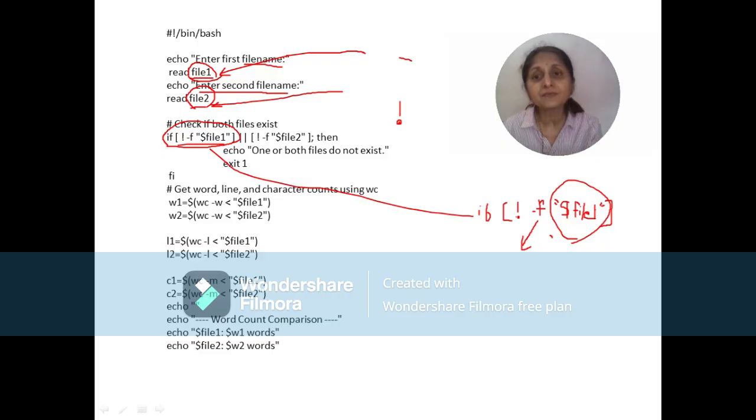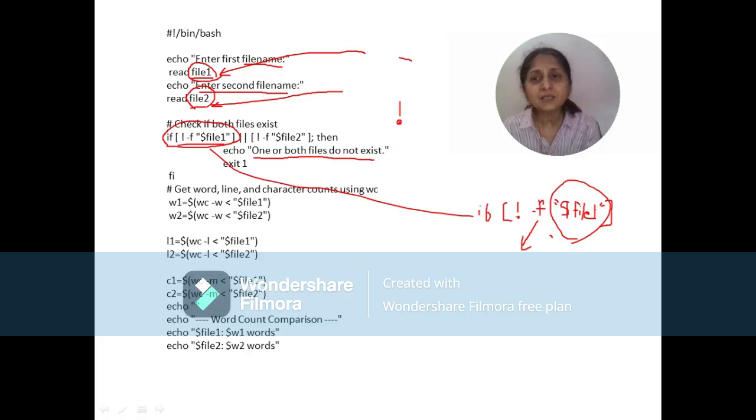In that case, we are going to display the message using the echo command, which says "one or both the files do not exist." Now, is it okay just to check file 1? No, we have to check file 1 as well as file 2. So we are checking if file 1 does not exist, or file 2 does not exist.